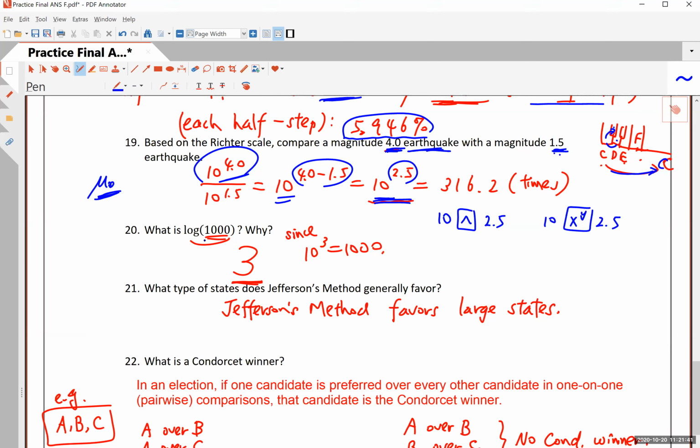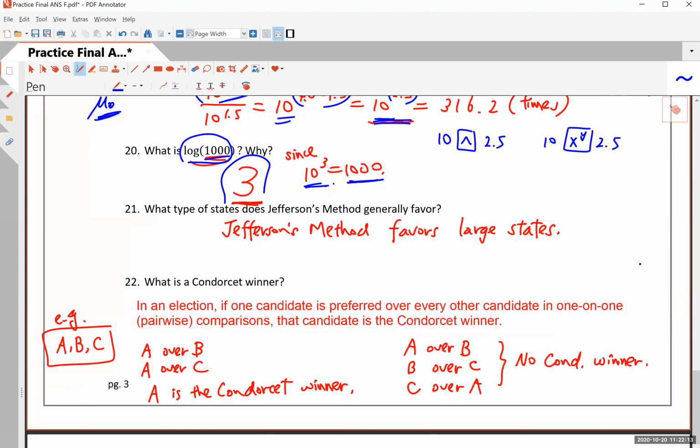Right? And what is log of 1,000? The answer is 3. And again, the answer is 3, not 10 to the third, because 10 to the third is 1,000. The answer to this question, what is the log of 1,000, is 3. Not 10 to the third, not log of 3. It's just the number 3. And that's because 10 to the third is 1,000. Remember, log of 1,000 is asking 10 to what number is 1,000? And so the answer is 3.